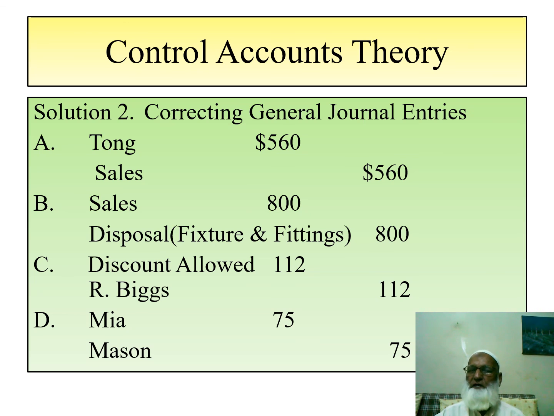We have to double the amount. One is to reverse and second is to record it. So 56 multiplied by 2, we get $112. Discount allowed is an expense, it's debited, and R. Biggs is an account receivable or trade receivable, it's credited. And Maya's account is to be debited and Mason's account to be credited to correct the wrong entry in Mason's account.